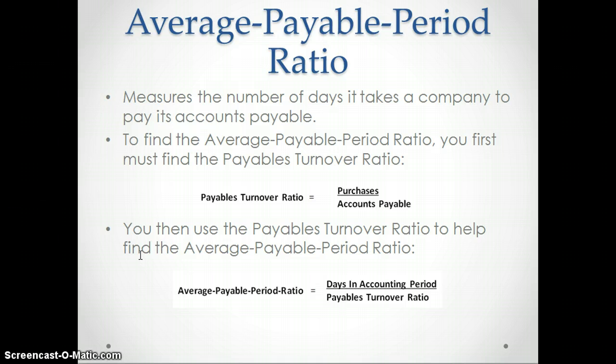To find the average payable period ratio, you first must find the payables turnover ratio. To find the payables turnover ratio, you take your purchases and you put it over the accounts payable number. You then use the payables turnover ratio to help find the average payable period ratio. To find it, you take the days in the accounting period and you put it over the payables turnover ratio.